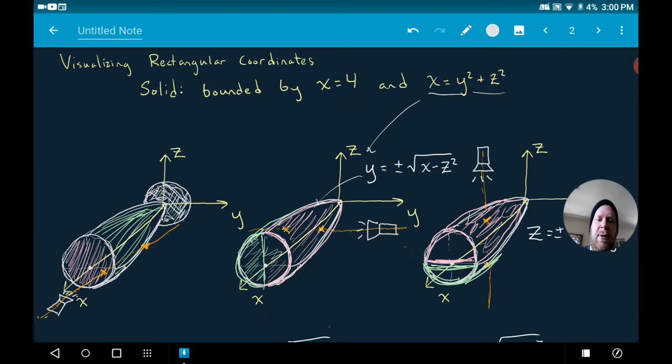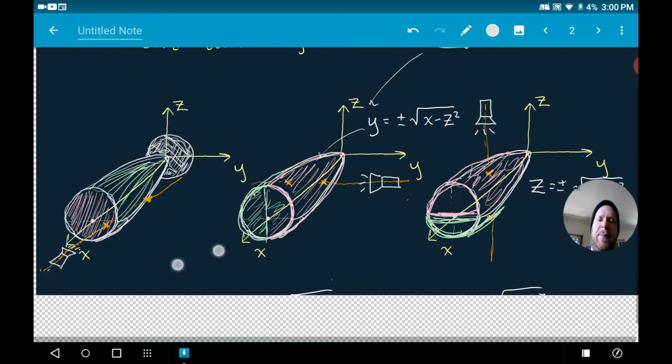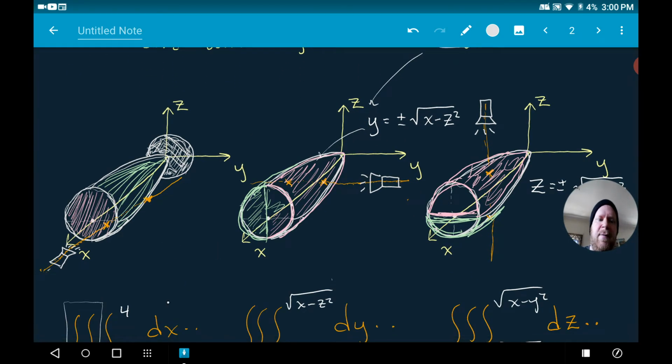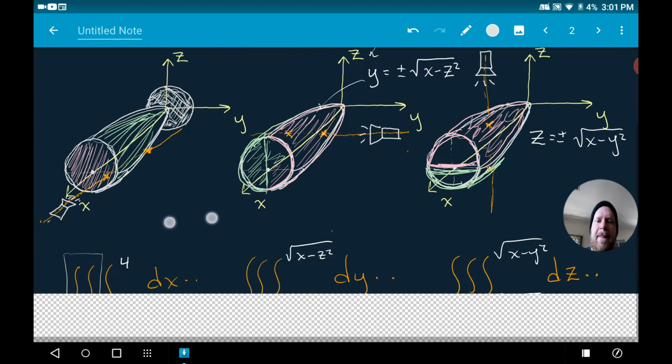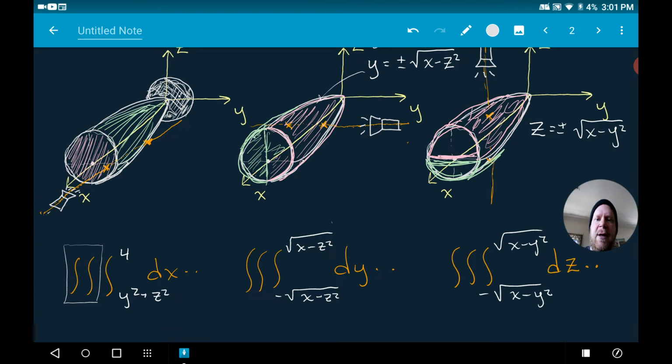So you could use something that's equivalent to polar coordinates, but I think for this one, since it's in the yz plane, you can say that z is maybe equal to plus or minus the square root of 4 minus y squared, right? And y is in between negative 2 and 2. So that defines a circle here.